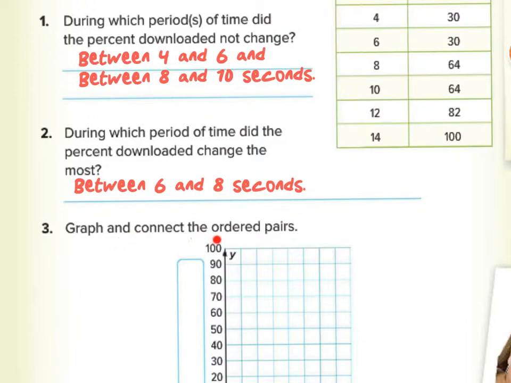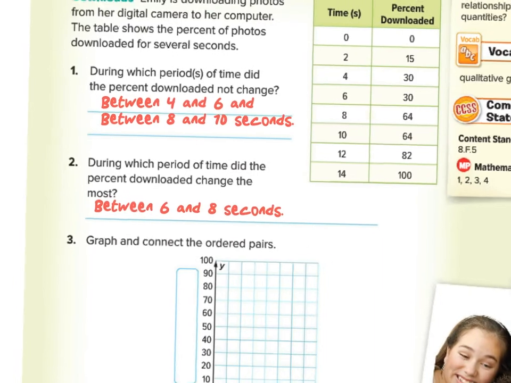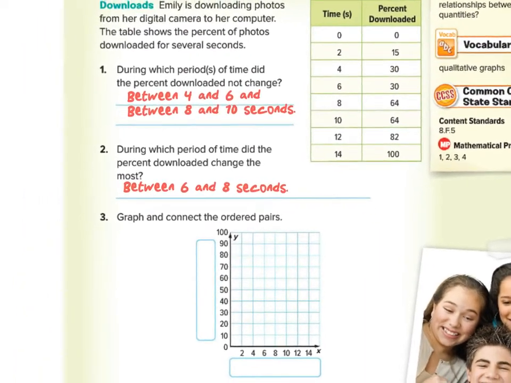Graph and connect the ordered pairs. So as I mentioned earlier, we have our X and our Y, our input and output right here. All of these values would be our X's and all of these values would be our Y's. And we have to label our axis. Vertically, I would say this is percent downloaded, all the way up to 100%. And along the bottom we have our time in seconds, along the x-axis.